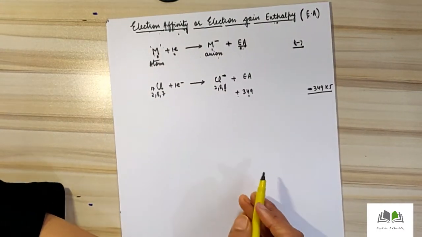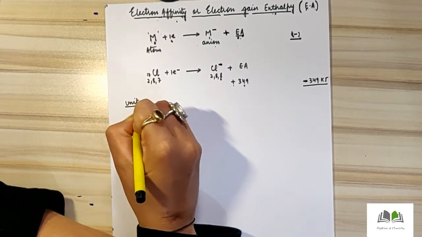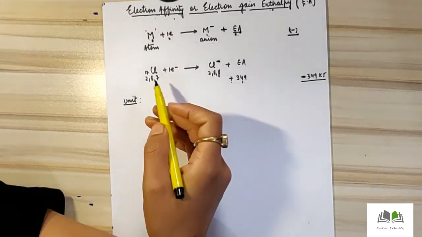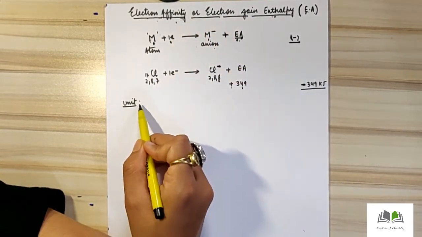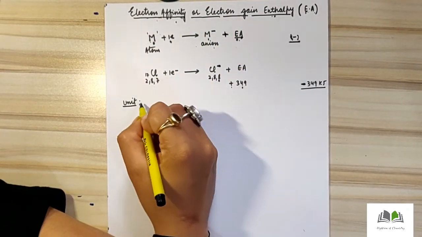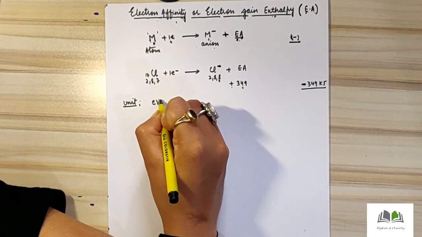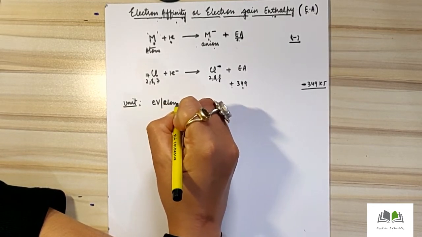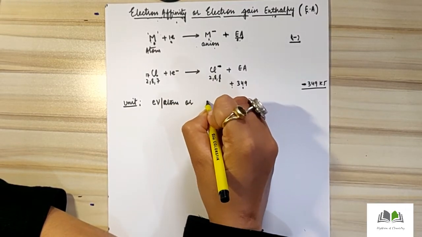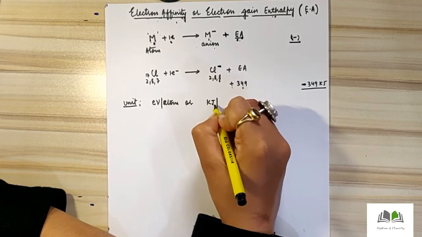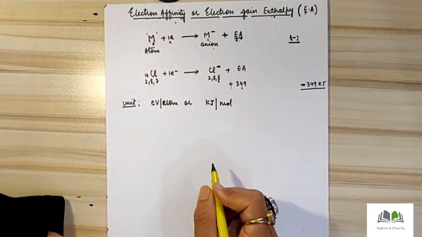Now next is what are the various units for writing this energy or the periodic property? Similar to ionization energy, it is also a form of energy. So the units are similar to those of ionization energy. We can measure it by writing electron volt per atom, or the SI unit for the same is kilojoule per mole. These are the units.